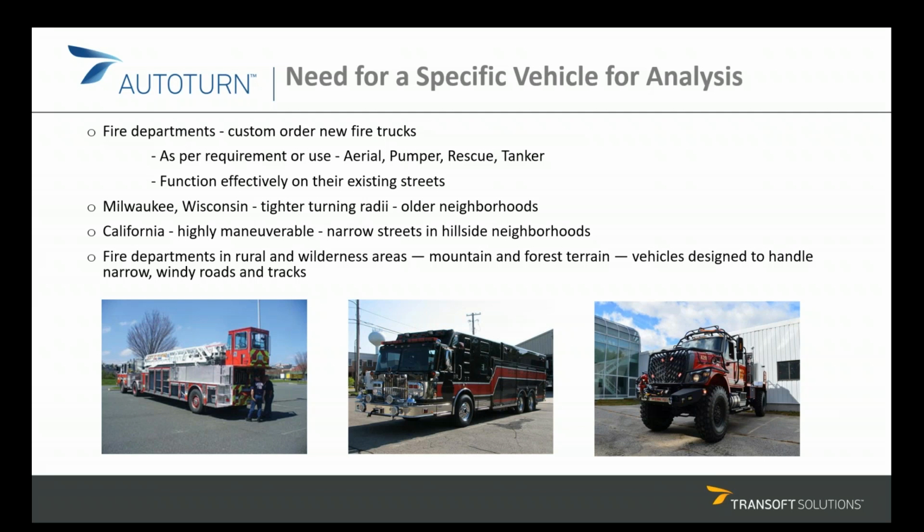California ordered highly maneuverable fire engines for use on existing narrow streets in their hillside neighborhoods, like in San Francisco. The departments that respond to fire and emergencies in rural and wilderness areas, especially in rugged mountains and forest terrains, often purchase vehicles that are designed to handle narrow roads and tracks. Hence, this underlines the importance of checking emergency vehicle routes with the specific vehicle that has access to the area rather than any vehicle.